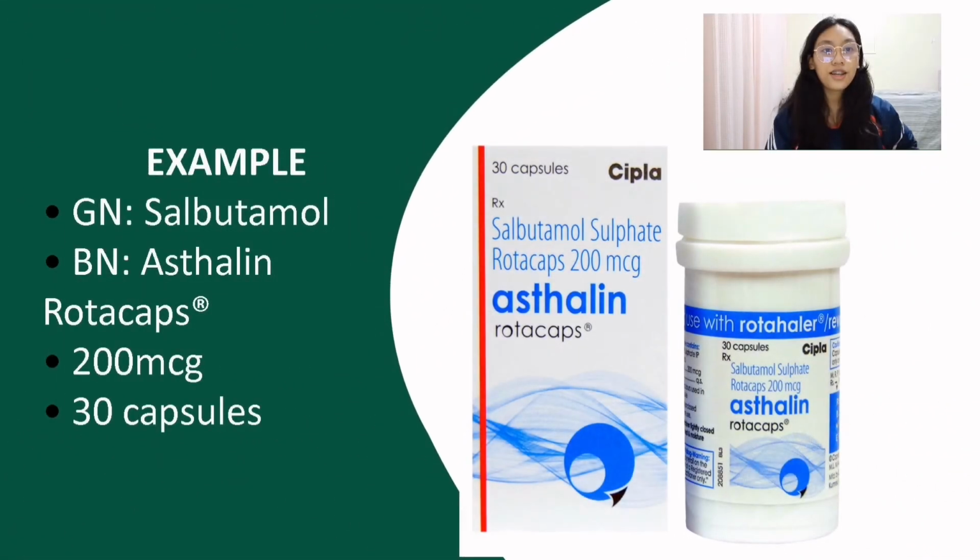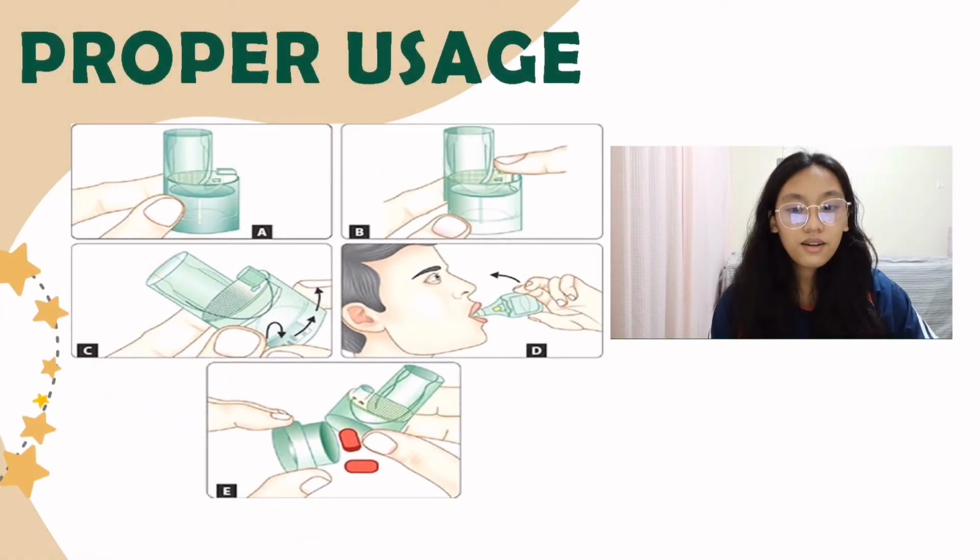For the second example, we have Astalin Rotacaps. It contains salbutamol as its generic name that is used as a bronchodilator that helps the patient to breathe easier by dilating the bronchi, as I have said earlier, or widening the bronchi, relaxes the muscle of the lungs, and treats many respiratory diseases such as chronic bronchitis, COPD, and asthma. The Rotahaler inhaler was created to make inhaled treatment more convenient and effective for asthmatic patients.